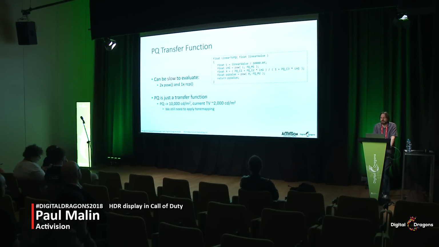And PQ is just a transfer function. The brightest current TVs might have a peak output of only 2,000 nits. We still need to apply some sort of tone map to go from our super bright scene-referred intensities down to this range. A TV will apply its own display mapping from PQ to its own output range, typically by applying a shoulder just before reaching its peak intensity.